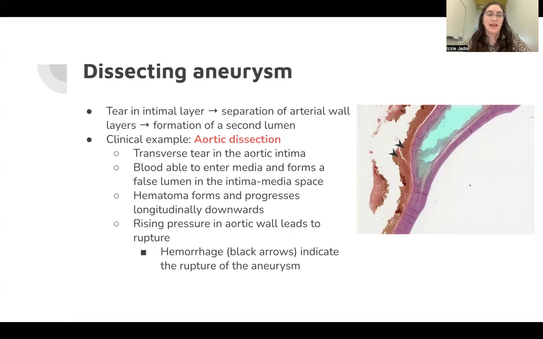That blood would be able to enter the media and form that false lumen in what's called the intima media space. And then you get the formation of a hematoma, which right here you can see with these black arrows. So this is all hematoma. And when you see that, that's indicative of a dissecting or ruptured aneurysm. And the hematoma can continue to progress longitudinally across the arterial wall. And you can see that here on this image.